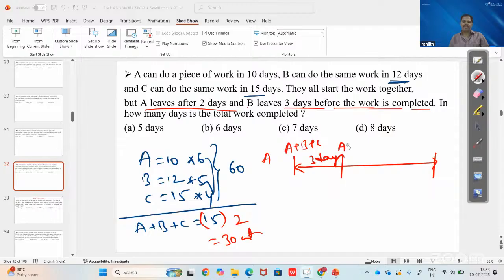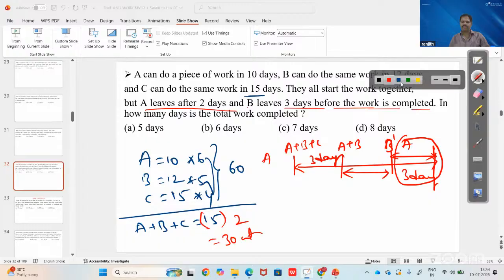Next, we are left with A and B. These two work for how many days? We don't know. But B leaves 3 days before the work is completed. In the sense, we don't know these number of days. We know after 3 days the work is completed. So this is the case here. Here B left. Only A is doing the work for 3 days. So B leaves 3 days before the work is completed, in the sense last 3 days is work for only A only. In how many days total work is completed?